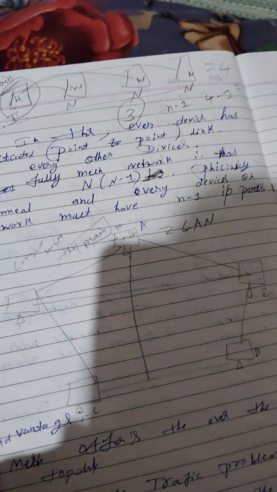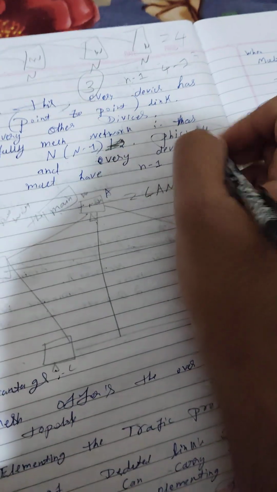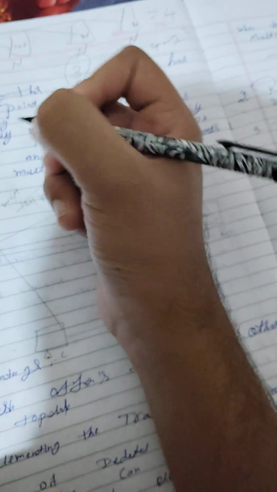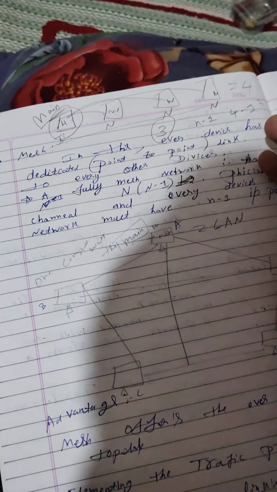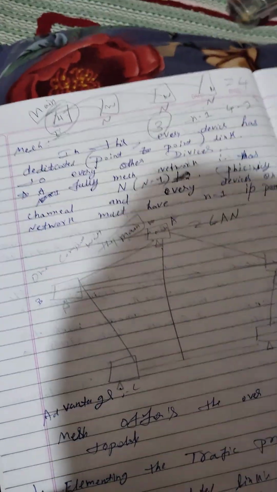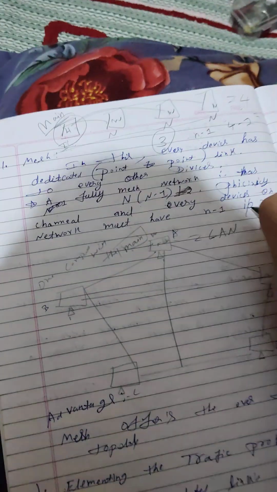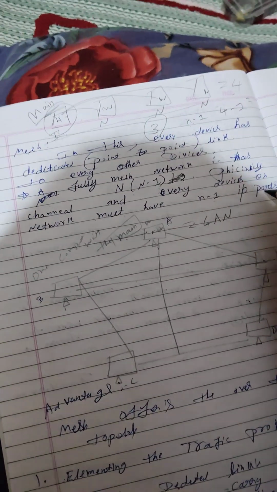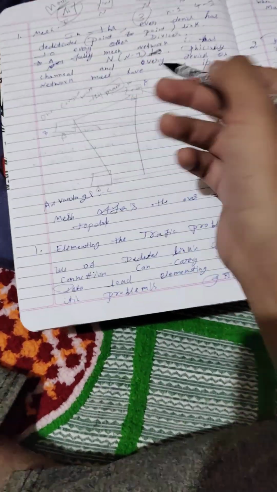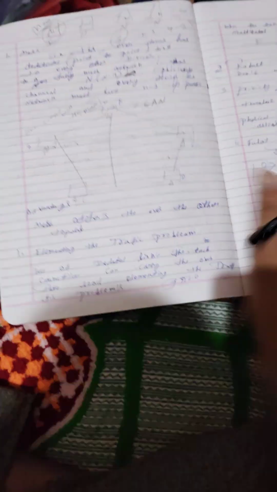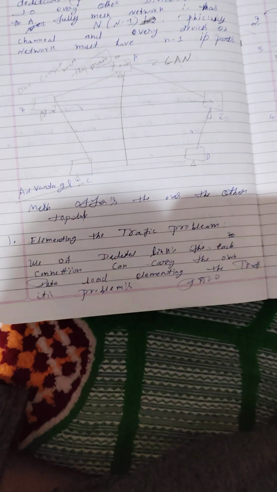Okay. Now physically, channels. See how this is connecting with the channels. Channels means a type of network which shares the port to connect, meaning it shares some area to connect with each other, and every device on the network must have n minus 1 IO ports, input output ports. As I said, for the LAN connection, each computer will have one LAN connection. Let's talk about the advantages of the mesh topology.